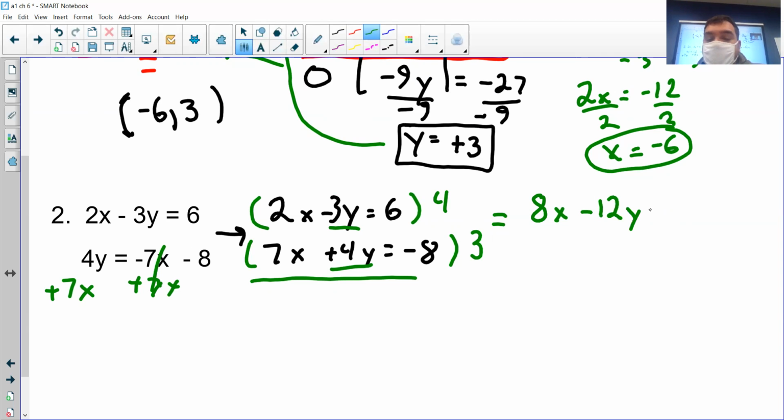Hold up, let me write this down. 6 times 4 is 24. And then here, 7, oh no, not 7x. This is 3, so 21x plus 12y equals negative 24.